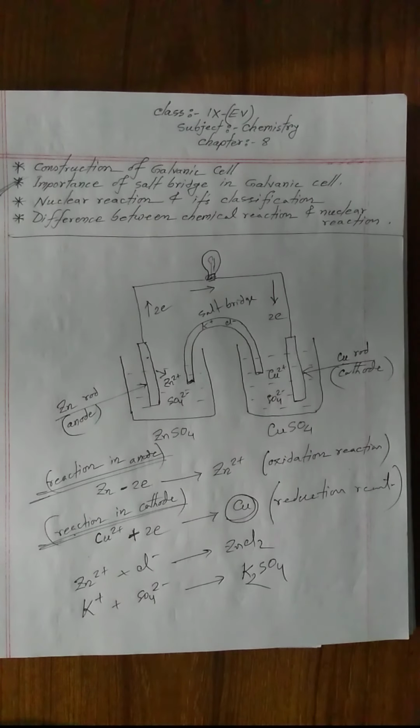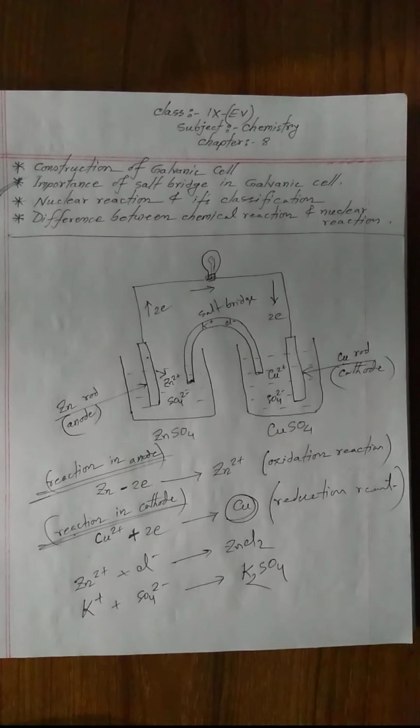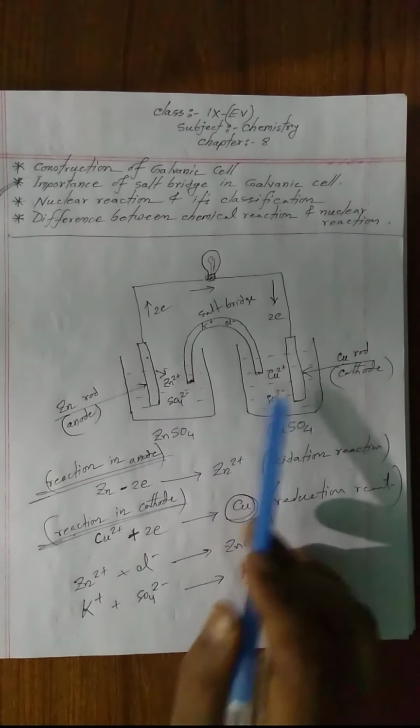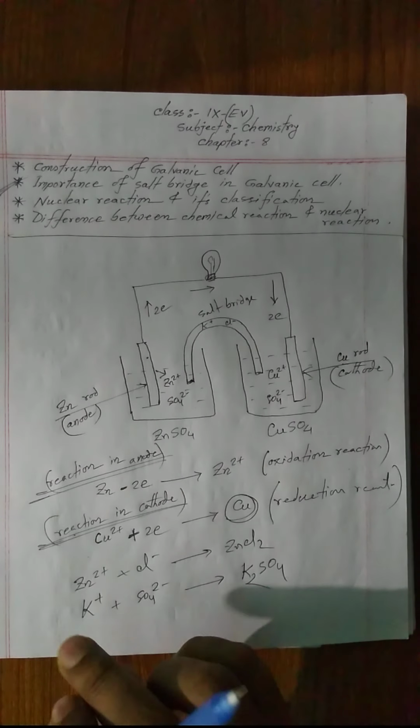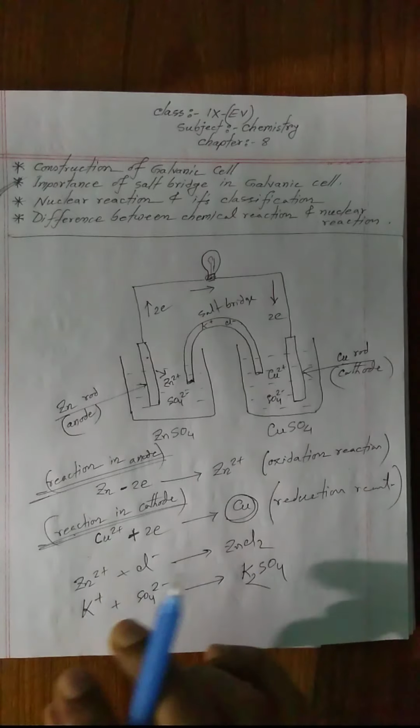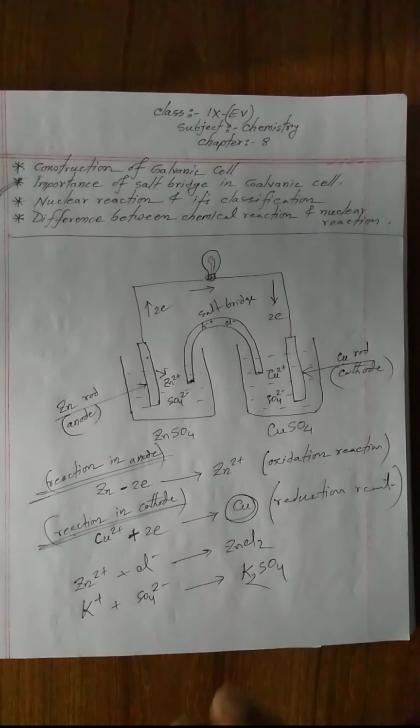So to get uninterrupted flow of electricity, the importance of salt bridge is very much. That is why a salt bridge is used in this cell. So I think all of you have understood what the importance of salt bridge is in this galvanic cell. And shortly, to balance the ions of the two pots, a salt bridge is used. This is the summary. As a result, we get uninterrupted flow of electricity. So the importance of salt bridge is very much.